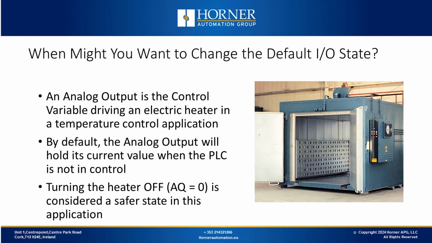Next, we will look at a scenario where we may want to change the default I/O state of an analog output. In this example, we have a temperature control application where we are doing heater control, and the analog output is the control variable for the electric heater. By default, the analog output will hold its value when the PLC is not in control. However, we may think it would be safer for the analog output to go to minimum and turn the heater off completely when the PLC is not in control. In this scenario, we could set the default I/O state of that analog output to be minimum.